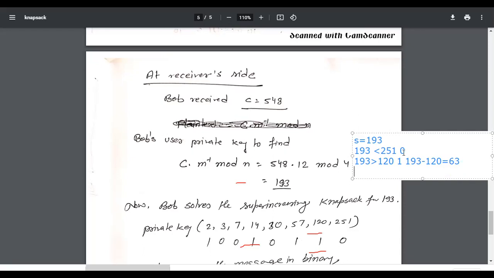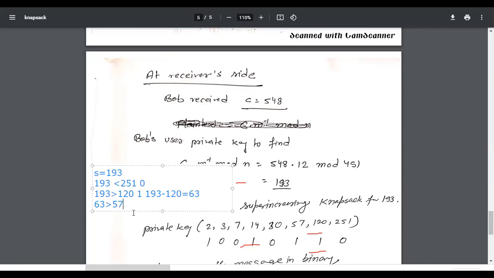So now we compare 63 with the previous value, that is 57. 63 is greater than 57. We are comparing with the private key. So bit value should be 1. So updated value is 63 minus 57.